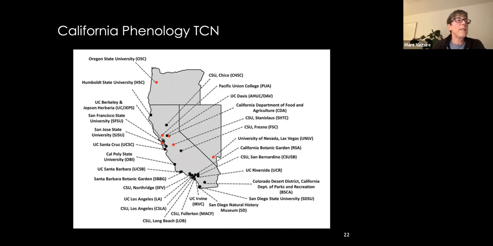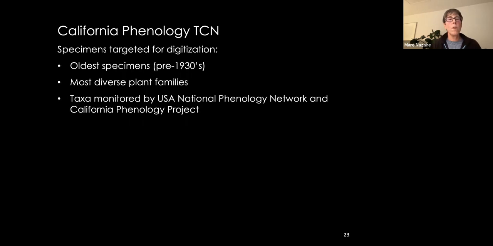The goal has been to digitize 1 million specimens from California and to score the phenological data of target taxa. Those target specimens for digitization are the oldest specimens to establish a phenological baseline before the onset of anthropogenic climate change, the most diverse plant families in California to understand evolution of phenological shifts, and also taxa currently monitored by the U.S. National Phenology Network and the California Phenology Project, all of which render this digital data immediately applicable to ongoing research.